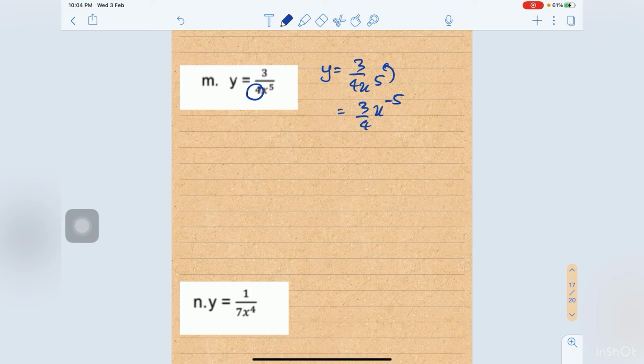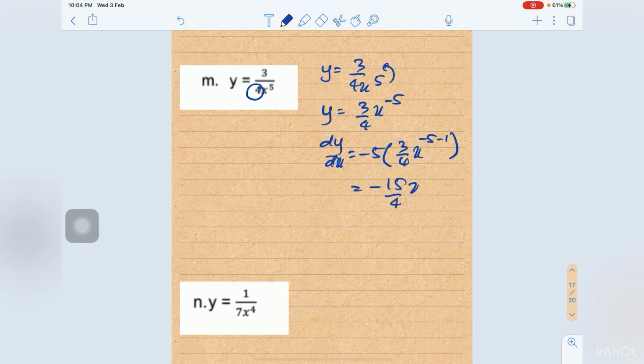Okay, so this one is still y. Then we differentiate. The power will reduce by 1. So negative 5 times 3 over 4 x power of negative 5 minus 1. So negative 15 over 4 x power of negative 6, or negative 15 over 4 x power of 6.